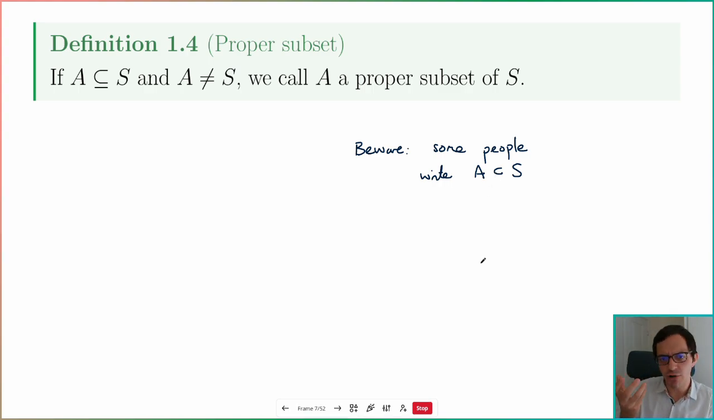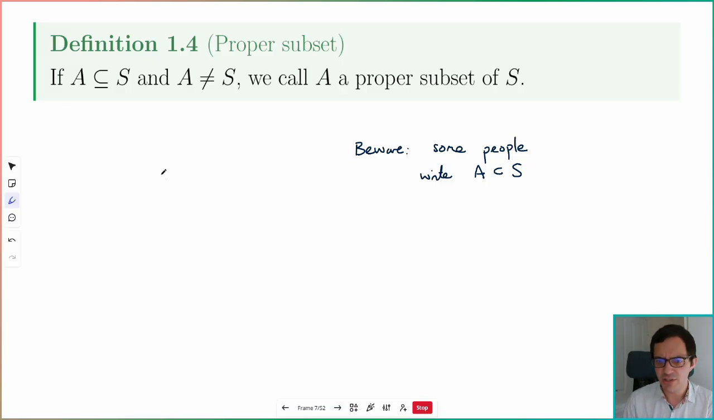Proper subset is a stronger idea. You also have this claim that A is not equal to S, that they're not equal. I suppose that means that there exists some element x that's in S but not in A. There's something else to it that means that those sets are not equal. So watch out for this.